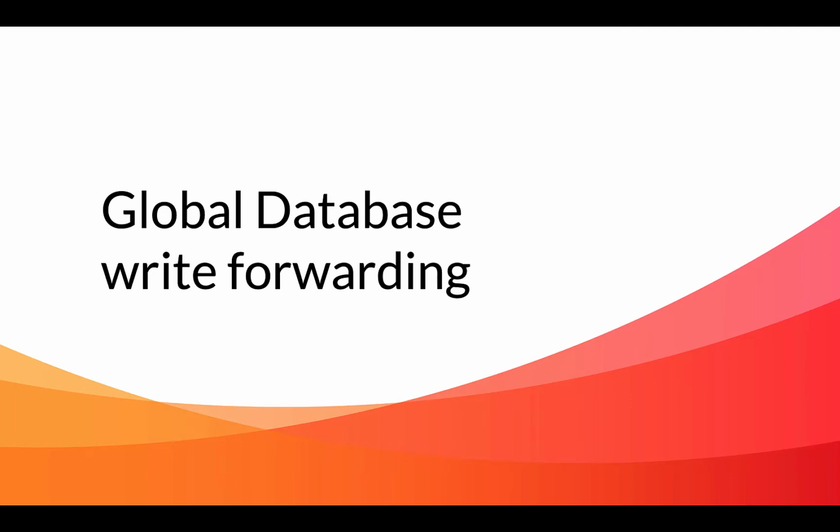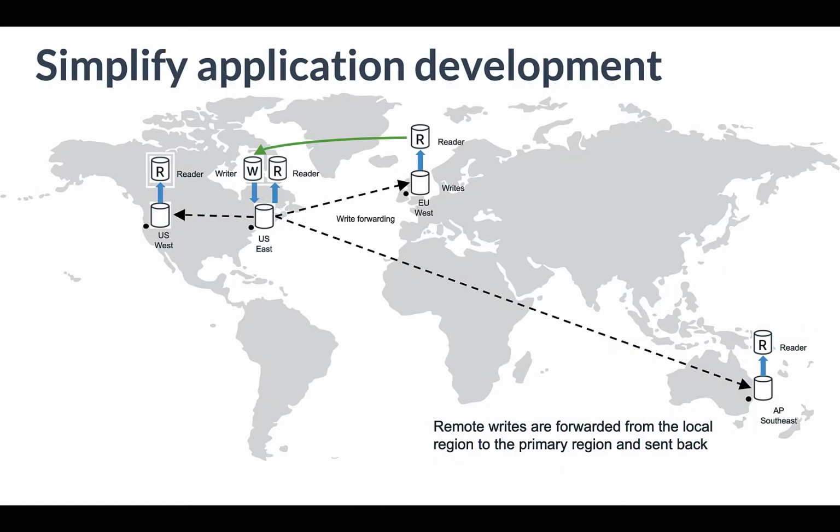Let's take a look at global databases write forwarding. Well, let's start with the use case. It's all about easier application development. If we look at this, bringing data closer to the users, that's what we talked about before. What if the user needs to write? So in this case, I have readers in multiple regions, but also now apparently the secondary region EU West wants to be able to write. So how do I handle this?